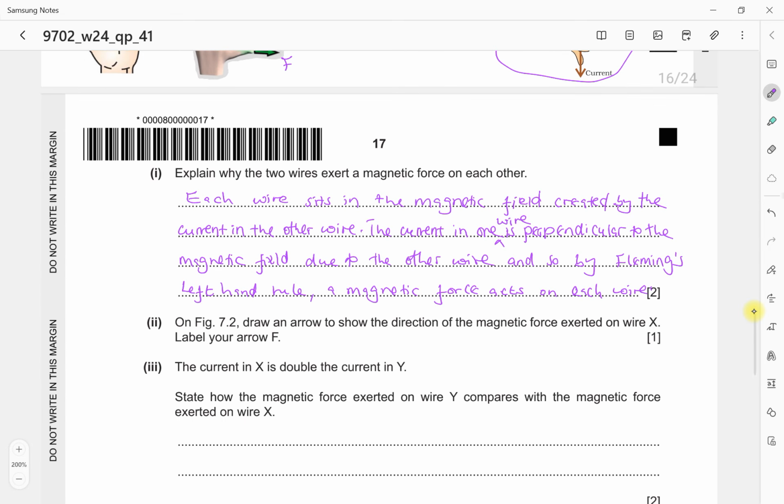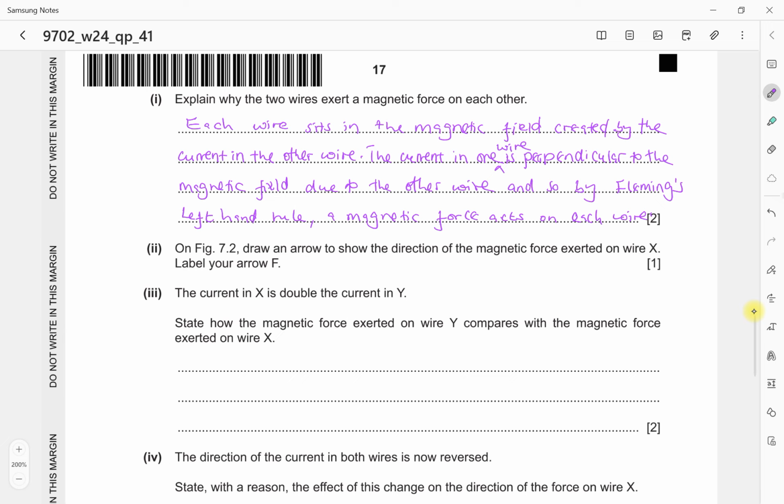The current in X is double the current in Y. State how the magnetic force exerted on wire Y compares with the magnetic force exerted on wire X. Of course, the magnetic force remains the same in magnitude. By Newton's third law, it is just equal but opposite.